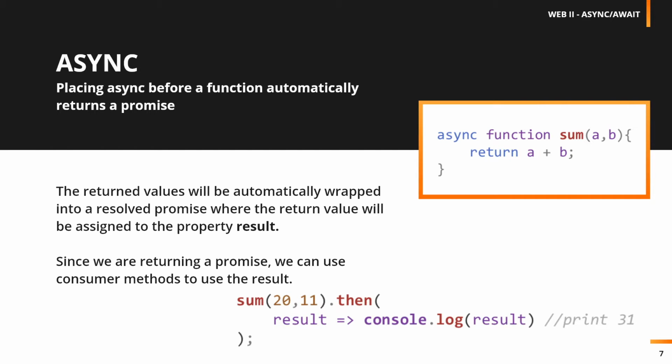What does that mean? Well, we just saw consumer methods for promises. So that means we can now call that sum function, and to capture the value of it, or even the error if we want to, we can use one of the consumer functions like then. And in then, we can capture the result, and that result we can do with whatever we want.